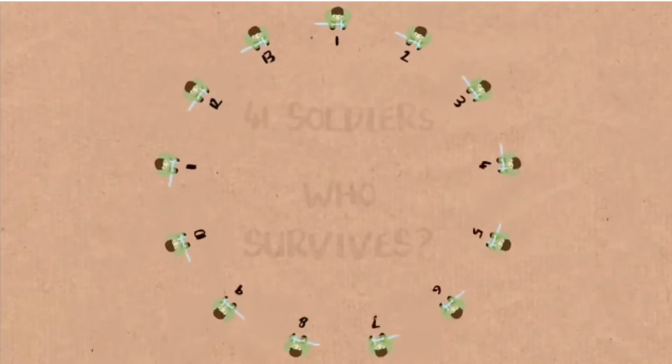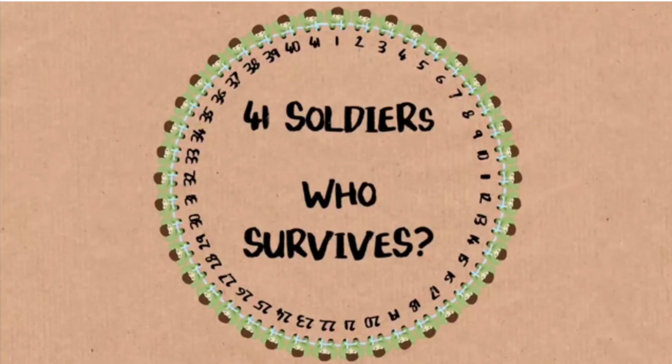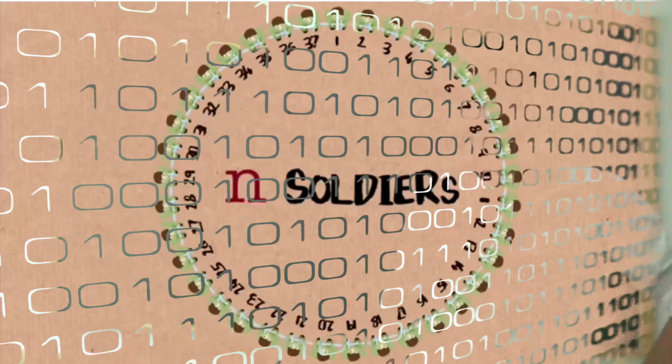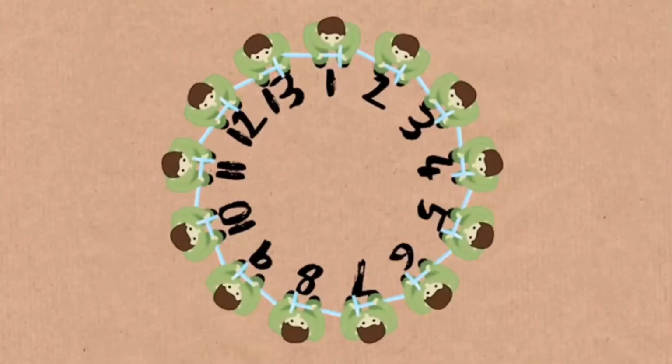For Josephus, there were 41 people. He needed to figure out where to sit. The mathematical problem is, if there were n people, where's the winning seat? So let's see how. How about we do 13?